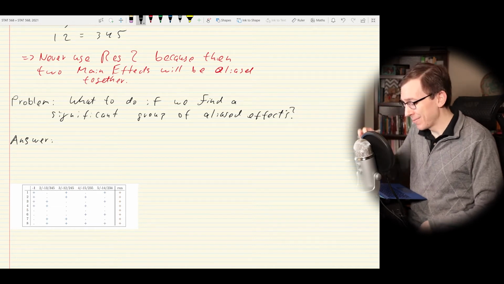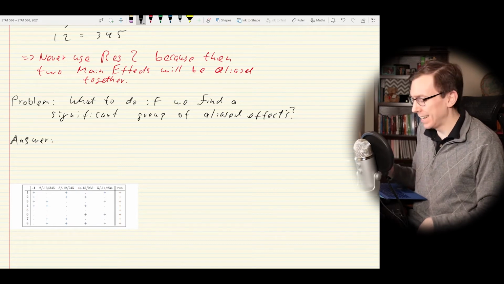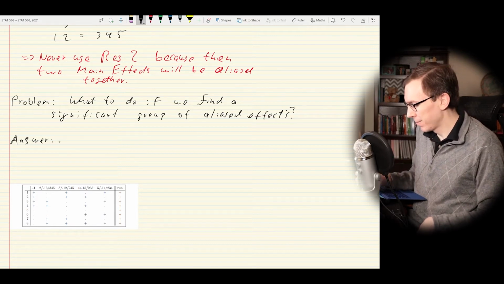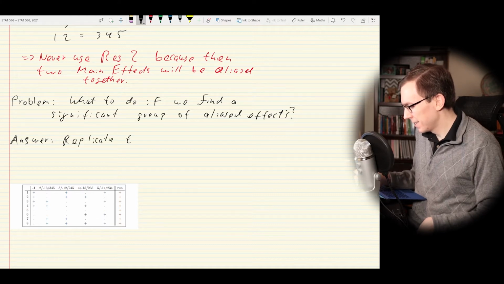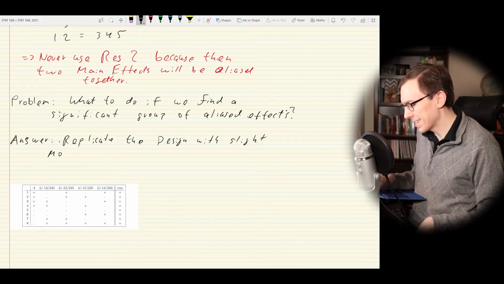But another answer, should you have the ability to replicate the study a second time, would be to replicate the study, let's just say the design, with slight modifications to de-alias.